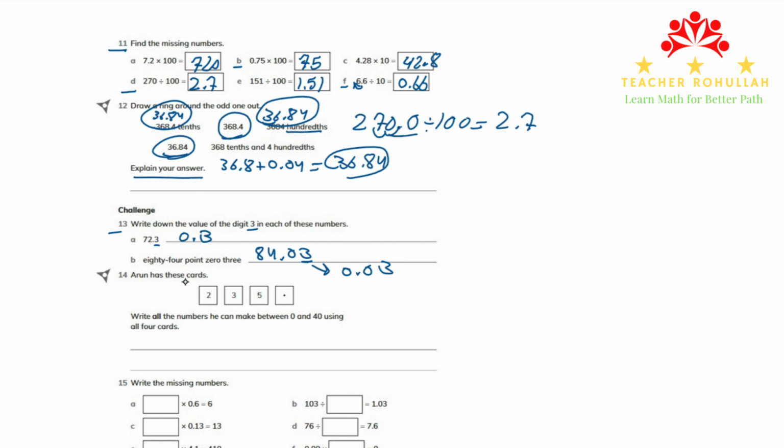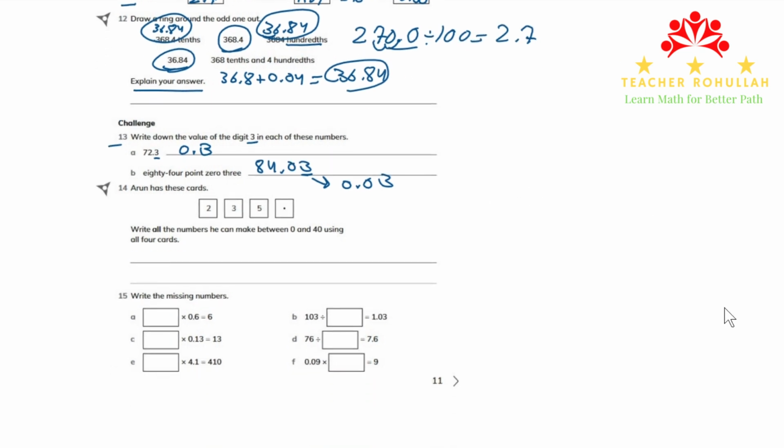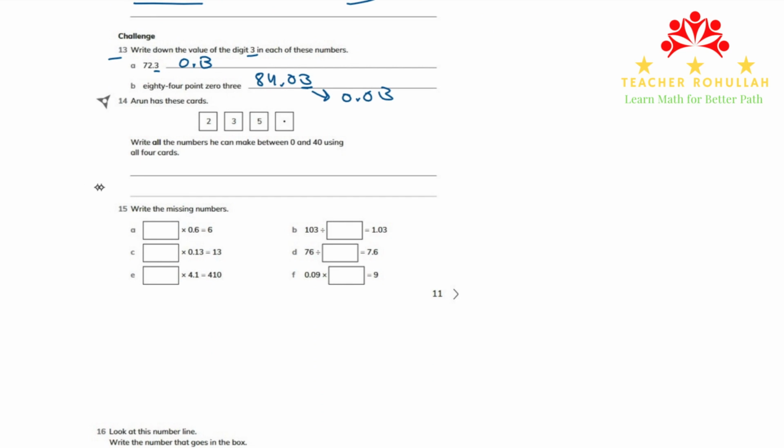In question number 14, it says, Arun has these cards, 2, 3, 5, and the point, which is the decimal point. Write all the numbers he can make between 0 and 40 using all 4 cards. Using all 4 cards. Let me scroll it a bit down. Okay, now we will start with the smallest one. The first one that we can write is 2.35. So we used all four of them.